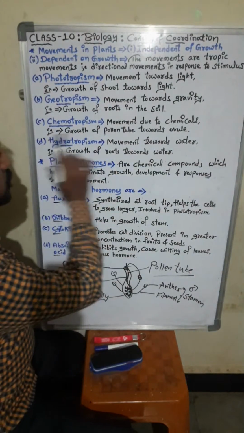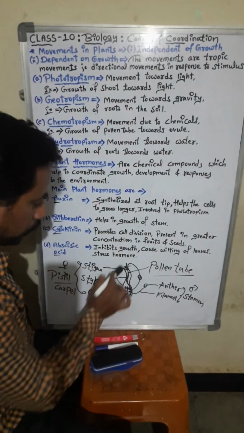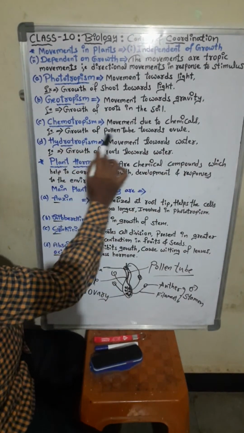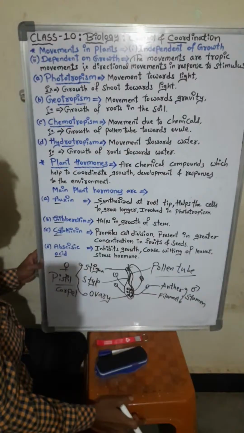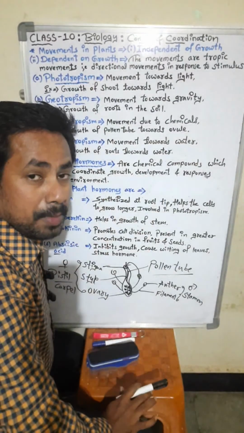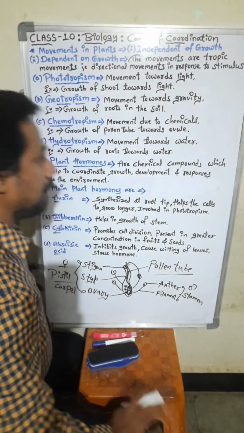So students, this is known as chemotropism. The growth of the pollen tube towards the ovule is an example of chemotropism. What is chemotropism, students? The movement of plants due to chemicals.